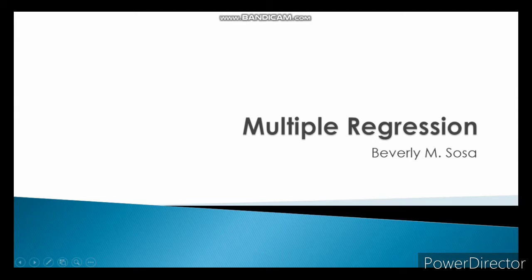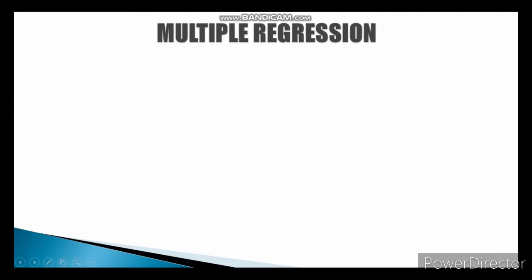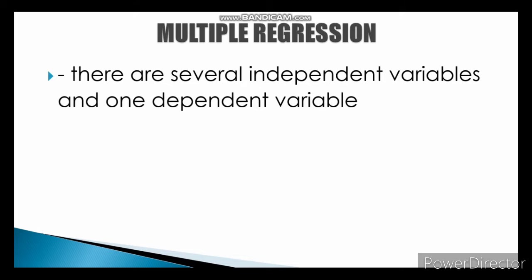Multiple regression. The previous reporter explained the concept of simple linear regression and correlation. In simple linear regression, the regression contains one independent variable x and one dependent variable y prime. So dito naman sa multiple regression, there are several independent variables and one dependent variable.